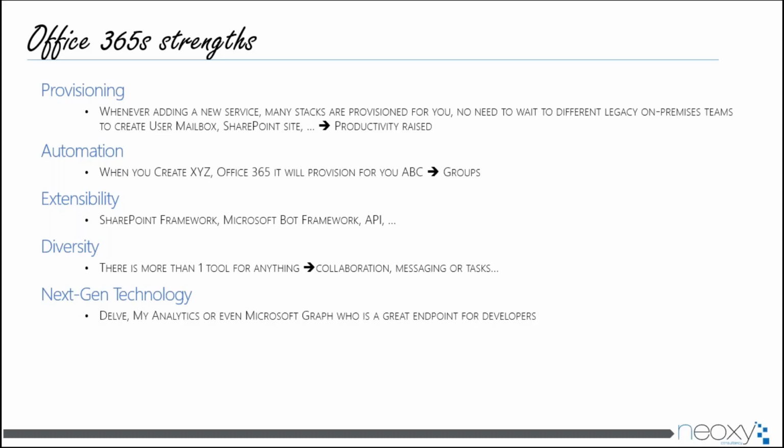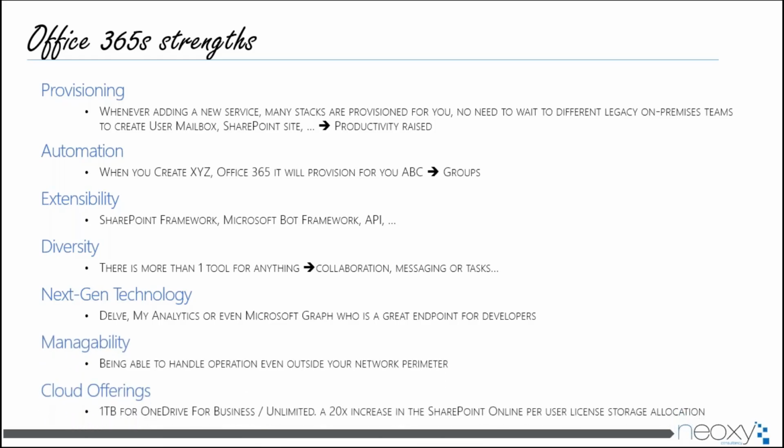IT decides when they want to patch the environment, when they want to have a feature pack, when they want to have a cumulative update. And then you maybe will get a new feature, which is not the case today. If Microsoft deploys a new feature, a new solution, a new functionality, well, you will get it, which is so great in Office 365. And the two last options are the manageability and the cloud offerings.